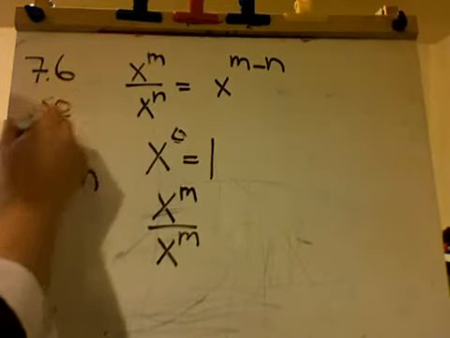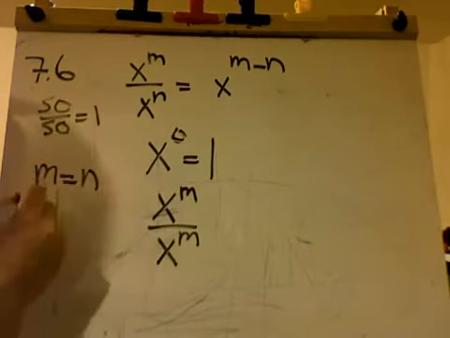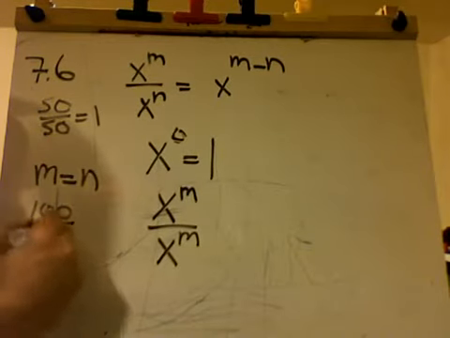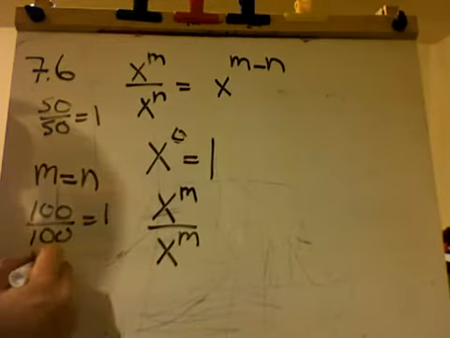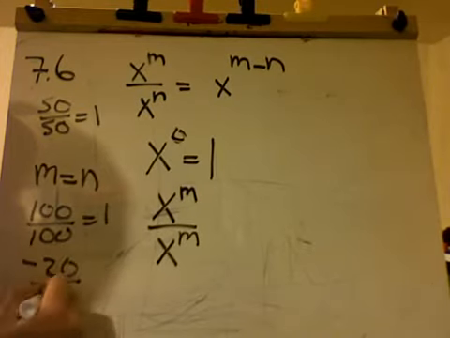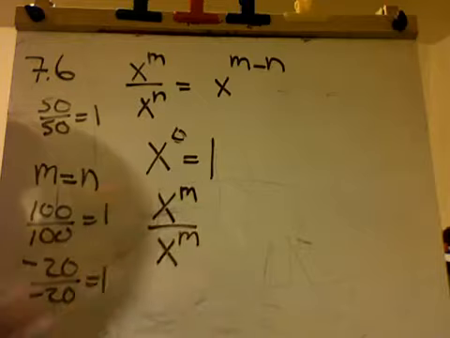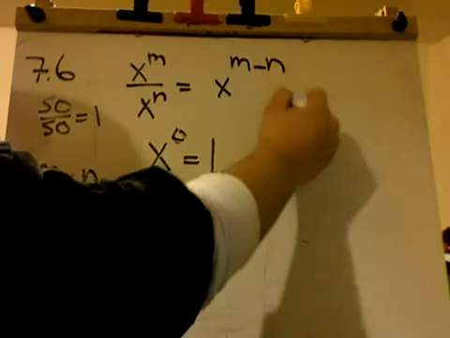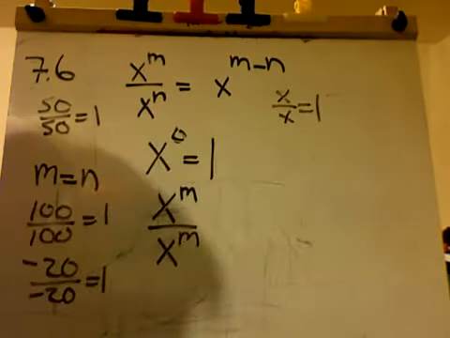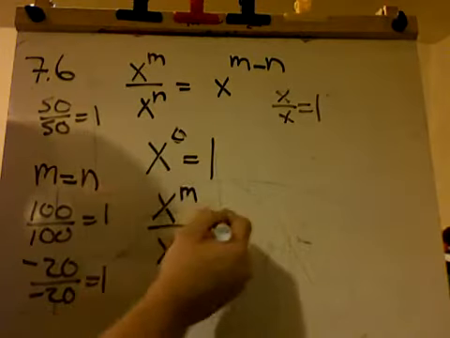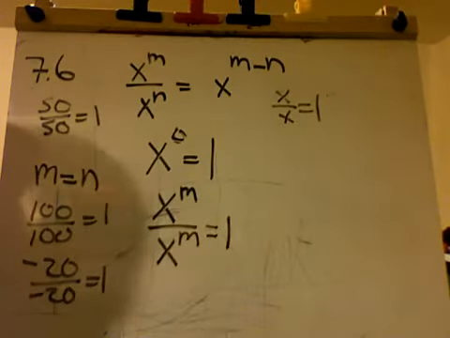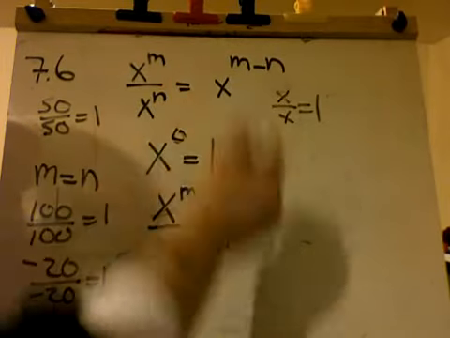50 over 50, 1. 100 over 100, 1. Negative 20 over negative 20, 1. Okay? X over x, 1. Okay? X to the m over x to the m, it's equal to a 1. Okay? So why is x to the 0 equal to a 1? We'll use this rule here.